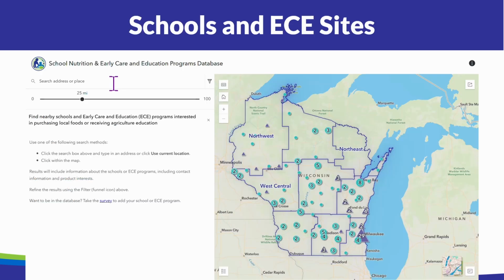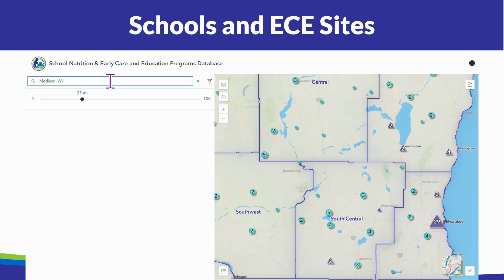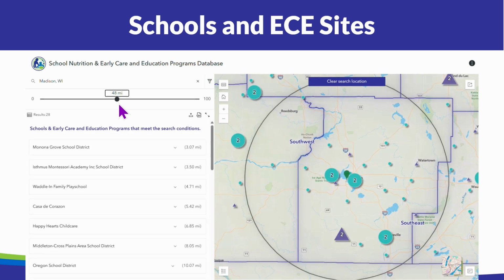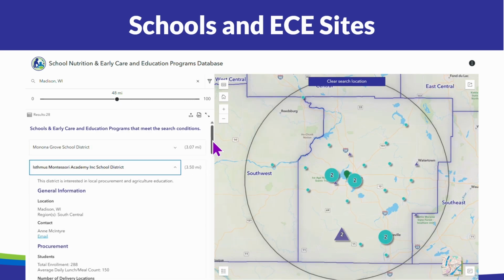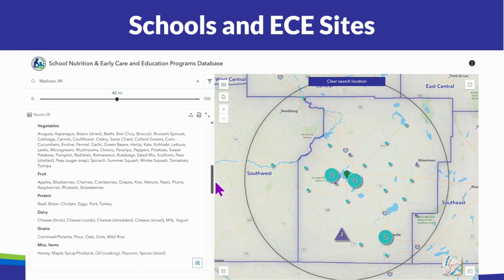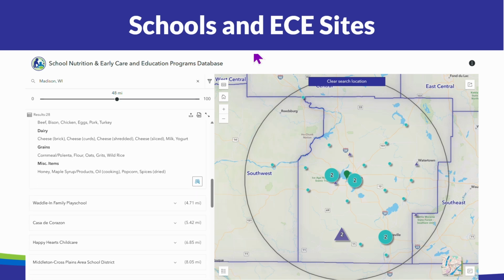Farmers and producers can use the School and Early Care and Education webpage to help locate schools and ECE sites that are interested in purchasing local food. To use this tool, start by typing in your city or address. Then you can use the mile radius bar to further narrow down your preferred delivery distance. Finally, click on the school or ECE site listed to find information such as contact information, how many meals they serve, as well as what foods they might be interested in purchasing.